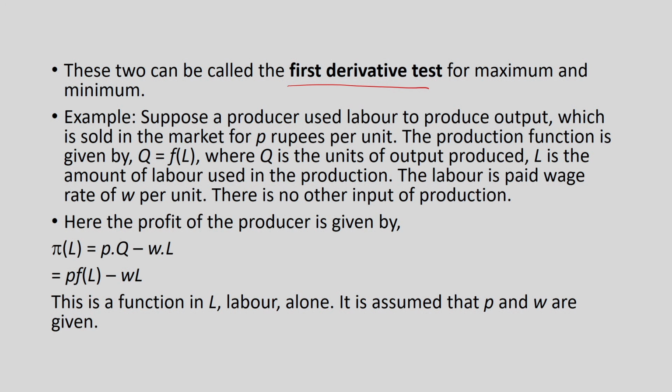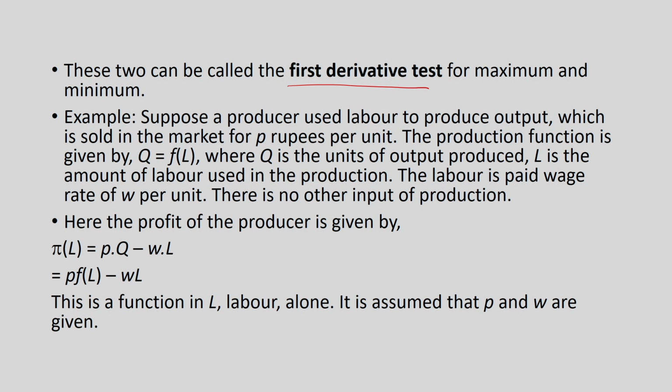Why is it called the first derivative test? Because we are depending on the first derivative at the point of interest, that is the extreme point, where the first derivative is equal to 0. Then we look to the left and right of that and see whether the first derivative is positive or negative, and depending on the pattern of the derivatives, we reach a conclusion whether you have an extreme point and what kind of extreme point that is.